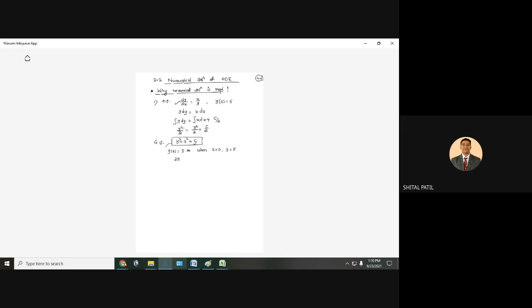I am substituting values here. 25 minus 0 equal to c. So c equal to 25. c is to be substituted above. Therefore, y square minus x square equal to 25. This is the particular solution. Particular solution, right? I think everyone understands this.